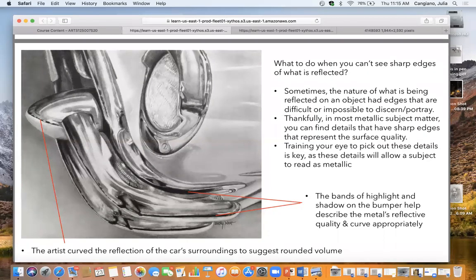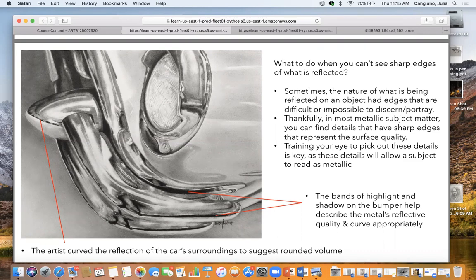So you can see that this reflection here is from above, and you can see that he, or she, really took care to accurately draw this and use those areas where he does know what's being reflected to his advantage. And the same thing up here.